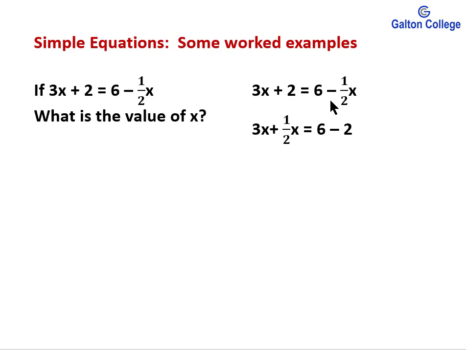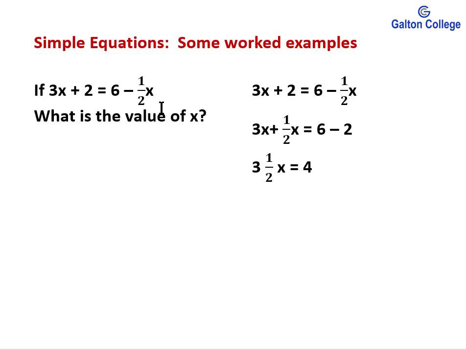Add half an x here, it's gone. Add half an x here, and it becomes here. That 2, take it over to the right hand side. So minus 2 here, which cancels it out, plus 2 minus 2, and take 6 minus 2. So we're taking this 2 over to the right hand side. Now what we've got is 3.5x equals 4.